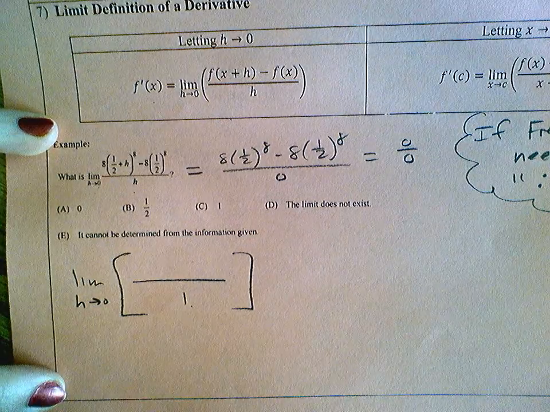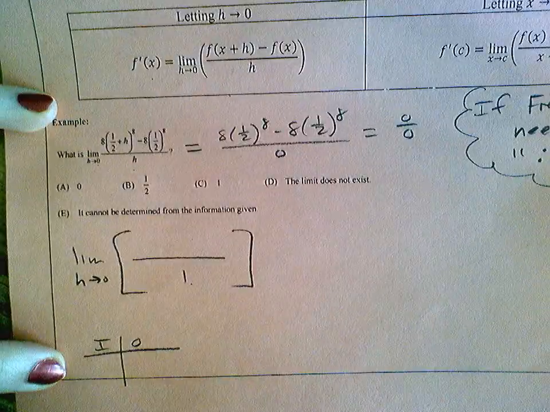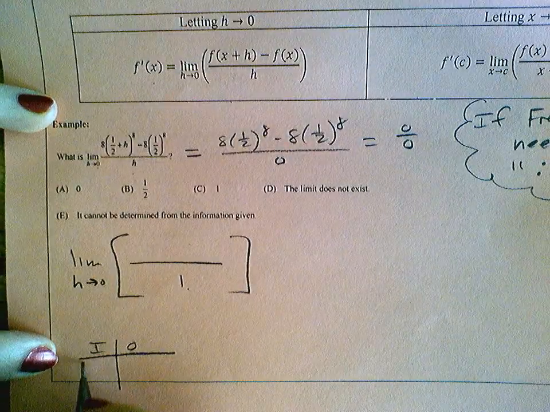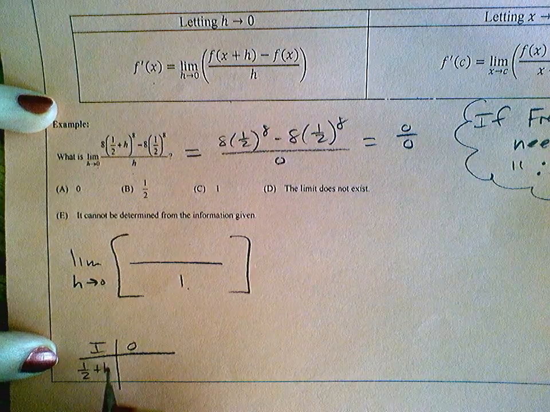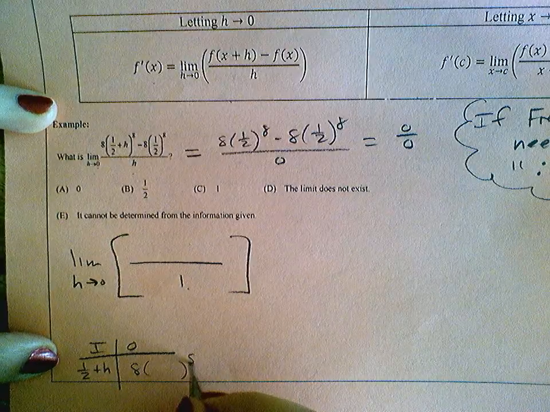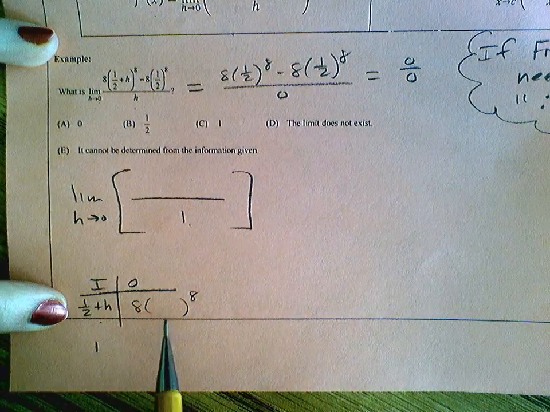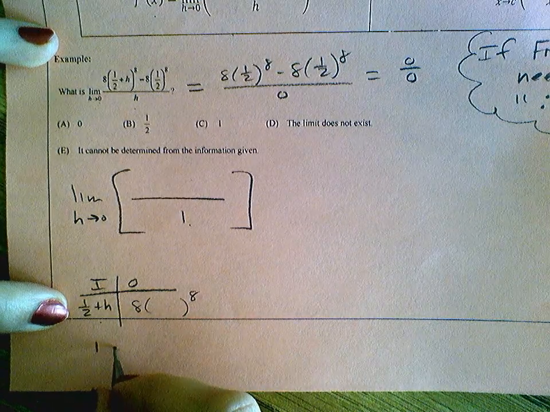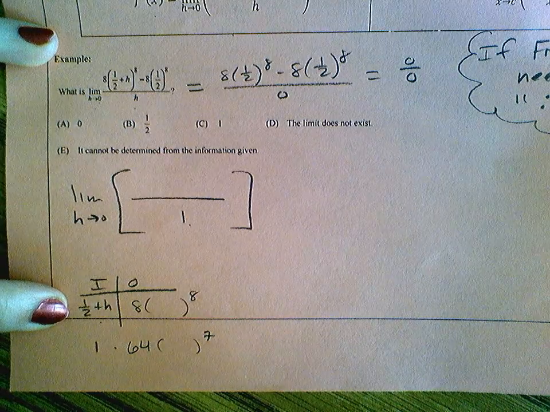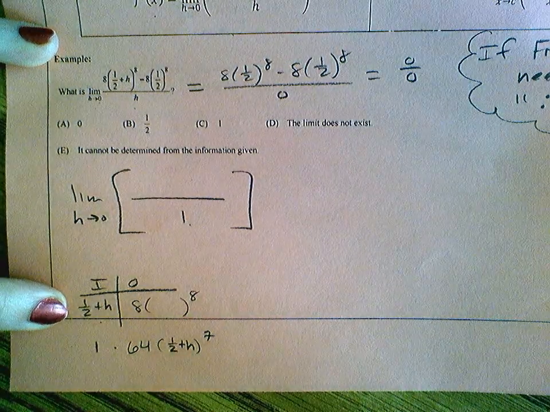But the derivative of the top, I need this for this part of it. So it's 1/2 plus h for the inside function, and then for the outside function, 8 blank to the 8th. The derivative of this is just 1. The derivative of this is 64 blank to the 7th, and then 1/2 plus h goes back in.